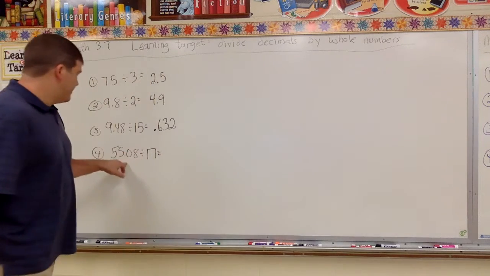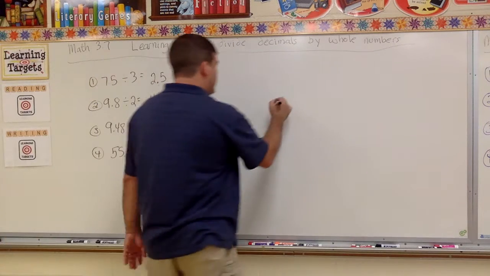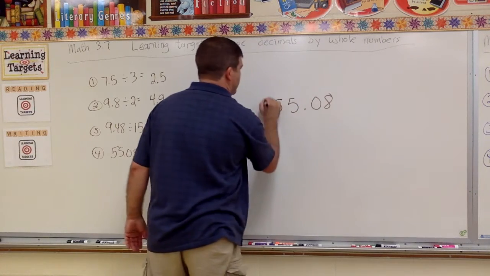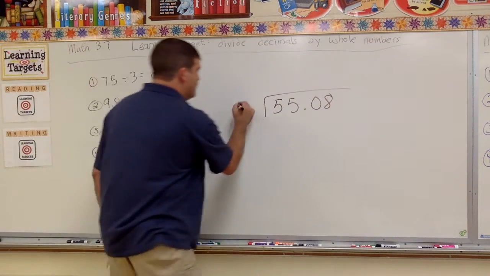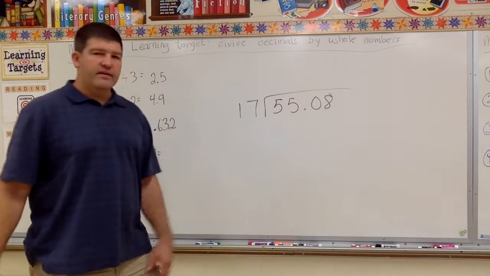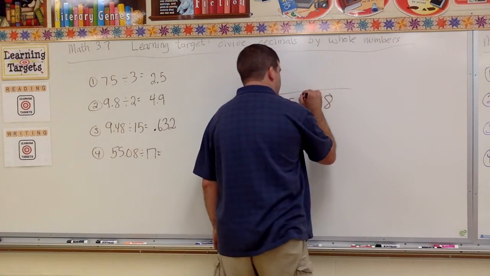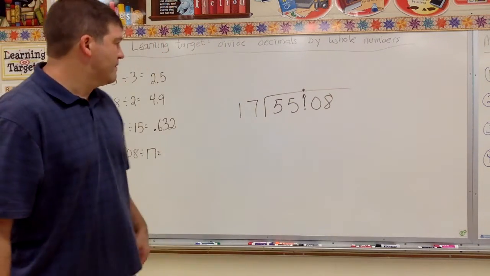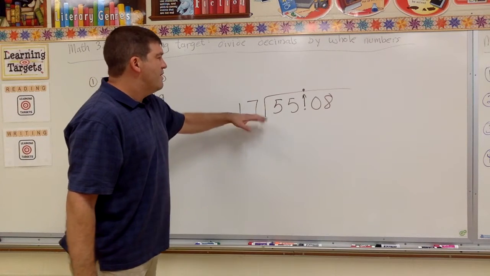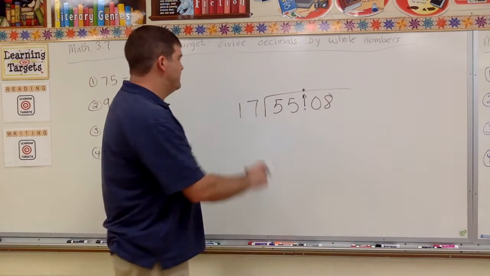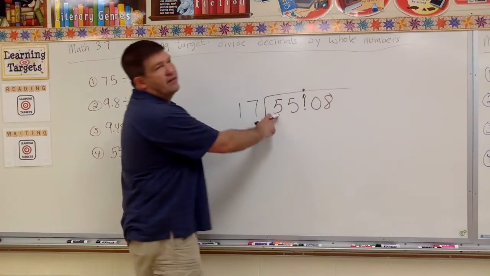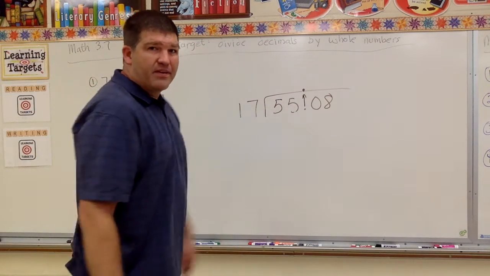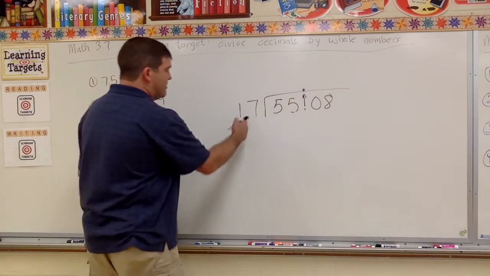All right, let's look at this one. 55.08 divided by 17. Okay, I see I have a decimal here. It's on top. Now I can forget about it. Okay? So now I got to just do the division. Let's see what we get. 17 goes into 5. It doesn't. So I'm going to start here. 17 goes into 55. I don't know right off the top of my head, but I do know that 1 would be 17.